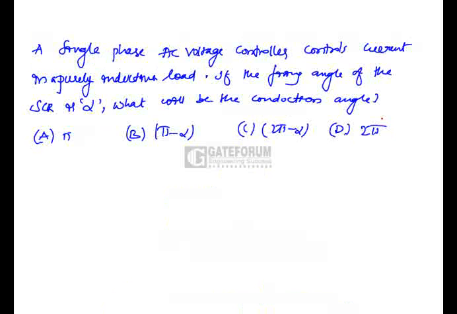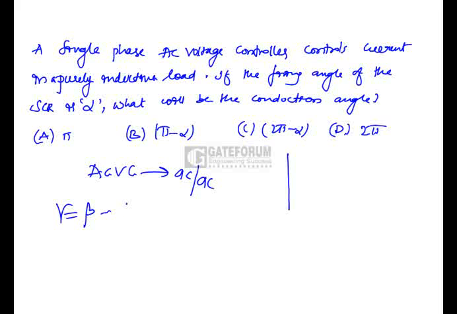This AC voltage controller controls current in a purely inductive load. If the firing angle of the SCR is alpha, what will be the conduction angle? AC voltage controller converts AC to AC. So what is conduction angle? Conduction angle gamma is given as extinction angle minus firing angle alpha. Since we have a pure inductive load, the extinction angle is always at pi. Firing angle is given as alpha, so conduction angle gamma is pi minus alpha, which is option B.